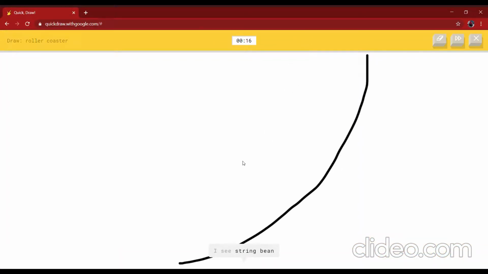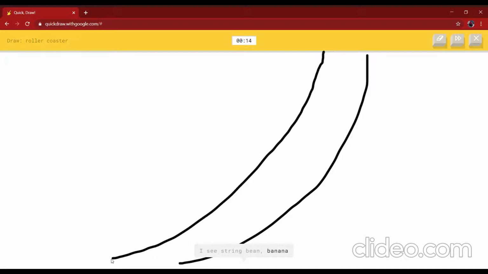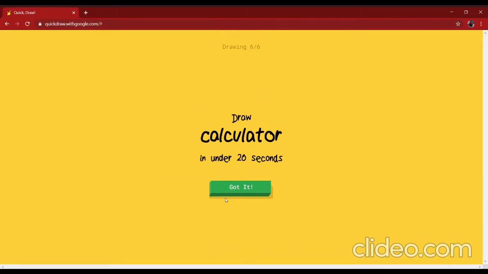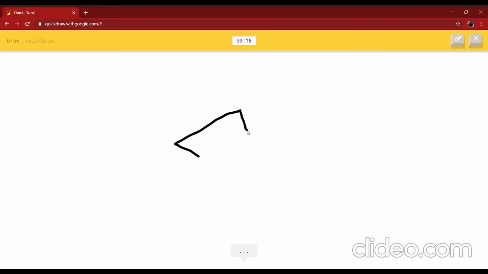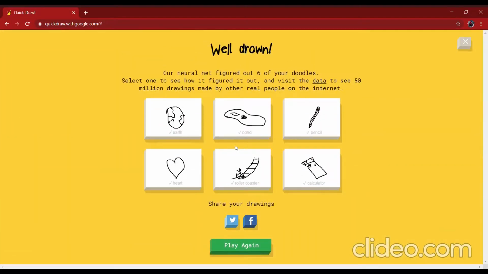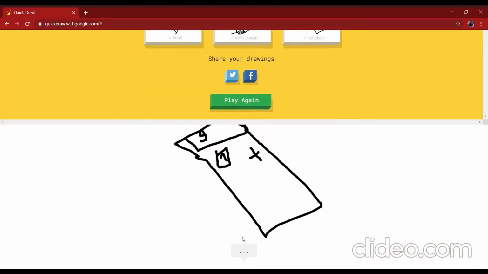I see string bean. Or banana. Or water slide. What? I see leaf. Or feather. Or hockey stick. Oh, I know. Okay, it's roller coaster. Calculator. Seriously. I see eraser. Or marker. I see sleeping bag. Or diamond. Or bed. Or shoe. Oh, I know. Yes, it's calculator. So let's play one more time.